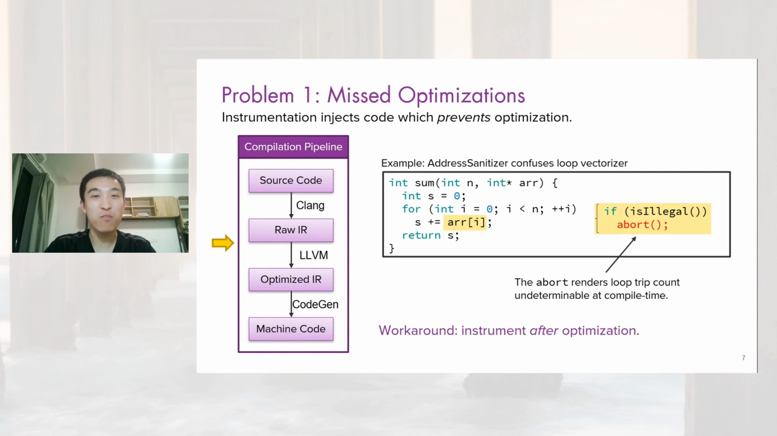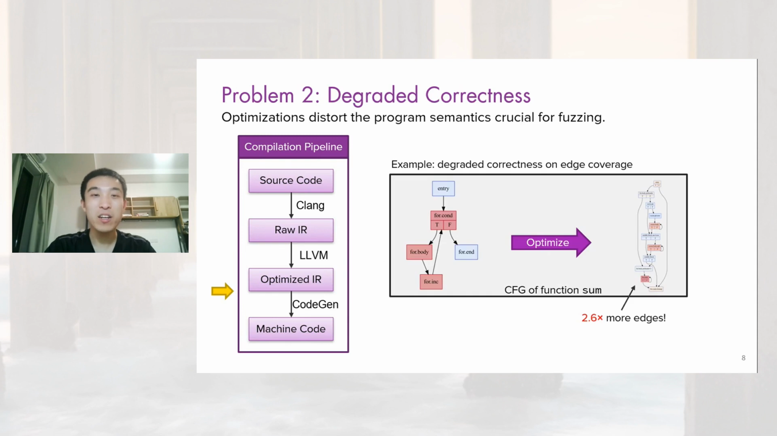As a workaround for missed optimizations, compilers commonly instrument the program as late as possible. However, this creates a new problem. As the control flow graph shows, the optimized program has 2 to 6 times more edges than the original program because of the loop vectorization. Suppose that we are collecting edge coverage. The extra edges create unnecessary feedback for fuzzing. The root cause is that the transforms performed by optimizations do not preserve the fuzzing-critical semantics.